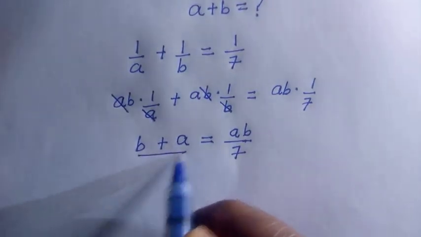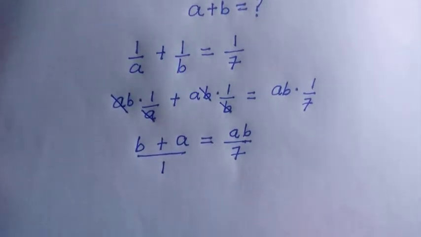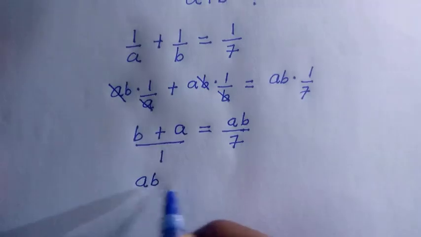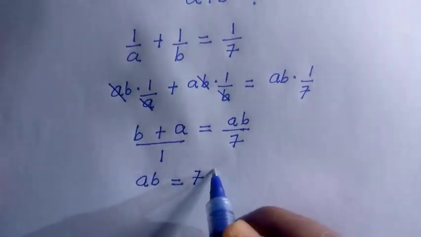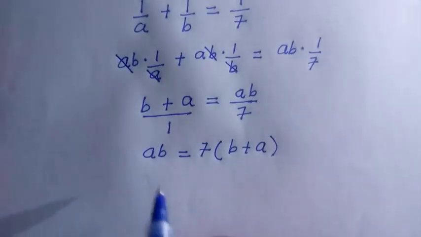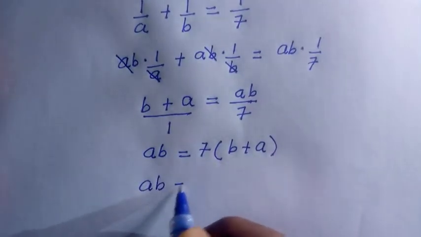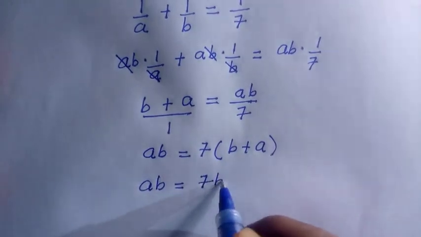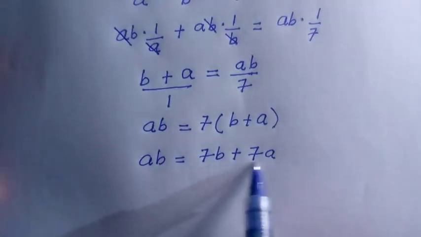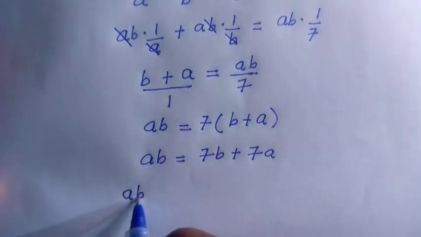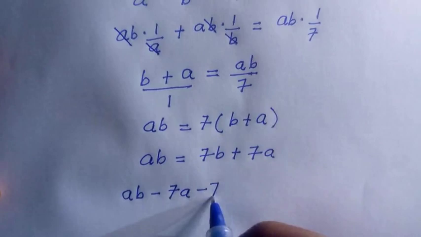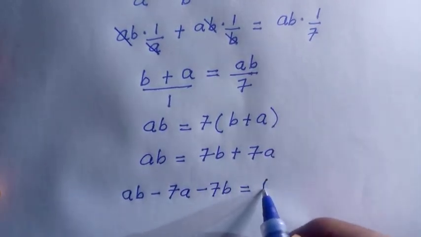Suppose we divide this one by 1, then we cross multiply. By cross multiplication, we have 1 multiplied by ab, that gives us ab, equals 7 multiplied by the bracket of b plus a. Next, we have ab equals 7 multiplied by b, we get 7b, plus 7 multiplied by a, we get 7a. Then let's take the whole of this thing here, as we have ab minus, let me start with a, minus 7a minus 7b, everything equals 0.